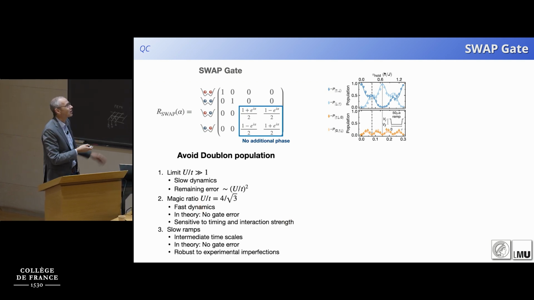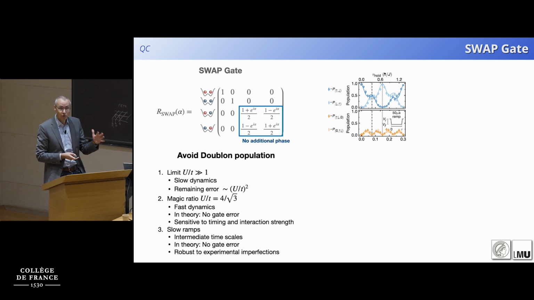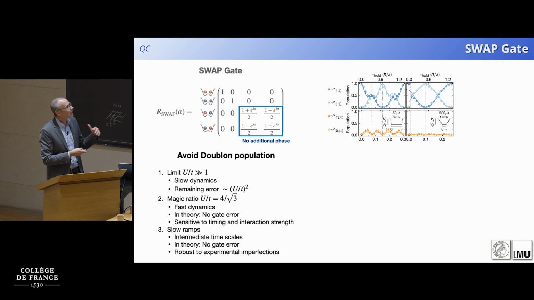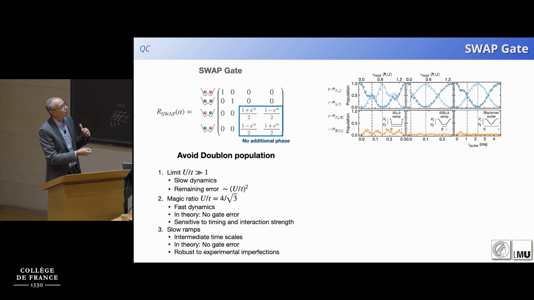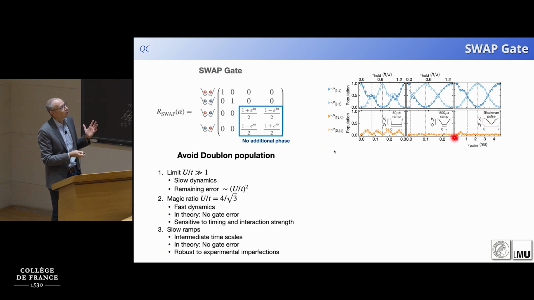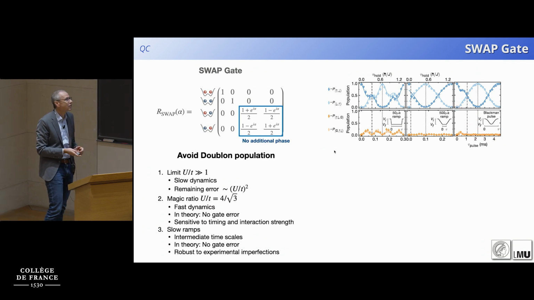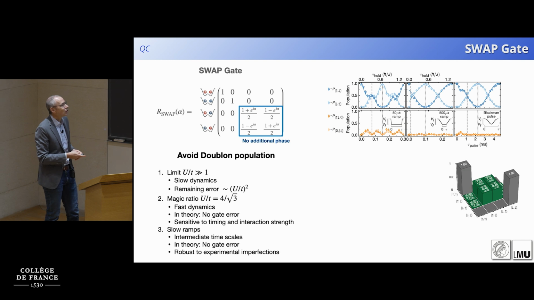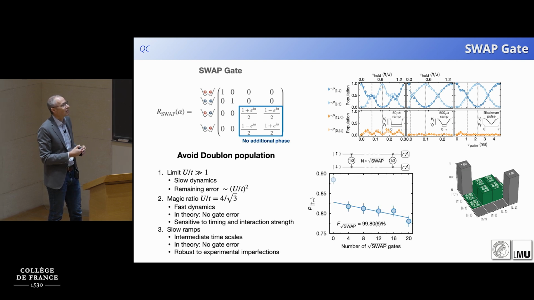So we came up with a balance of both. We ramp to low U over T values, so you can be fast, but we do this in a way that we first are fast and then slow down by just using simple Blackman pulses. And you can see that with the simple Blackman pulse, you can have fast gate operation, which completely suppresses double-on formation in between, but still allows very efficient swapping of the spins in the system. We can measure, for example, the fidelity of these gates by applying multiple of these swap gates.